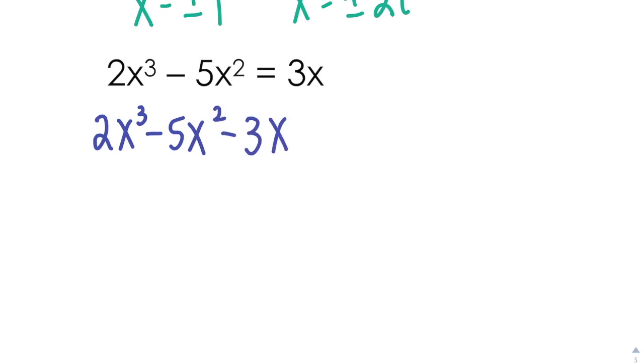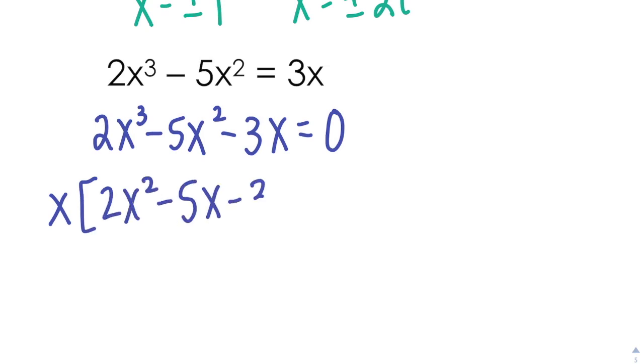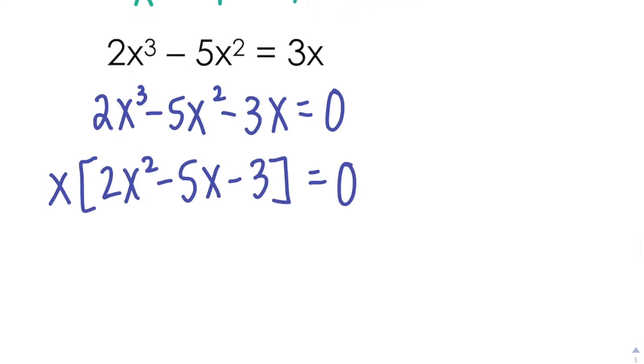Now it equals 0. Ask yourself, is there anything that all three terms have in common? Yes, they all have an x. So I'm going to take out x. I'm left with 2x squared minus 5x minus 3. Set up your x to solve it.